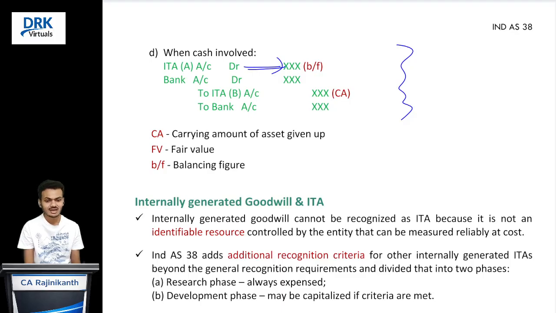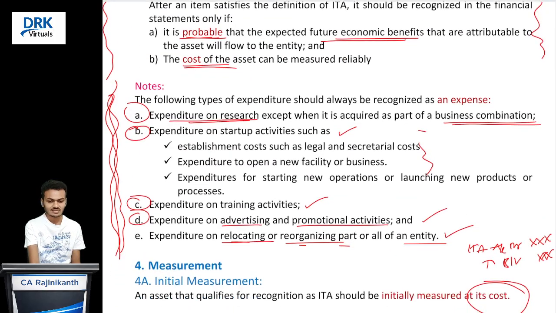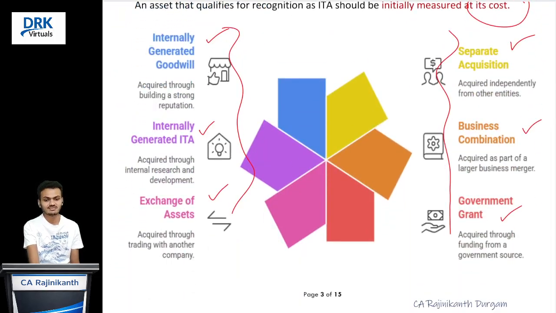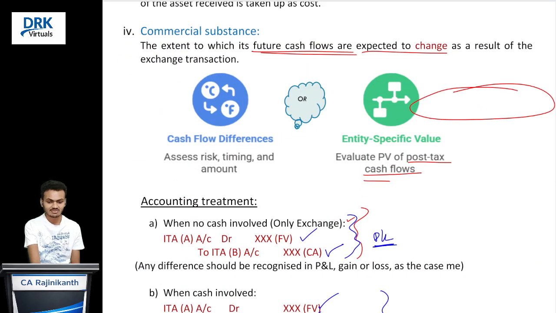Cash involvement is there. As usual, you de-recognize your own asset at carrying amount. After that, if you are receiving the payment, debit it. If you are paying the payment, credit it. This will become the balancing figure so that no gain, no loss is recognized. Right? So with this, we are completing our discussion of determination of cost for all these modes of acquisition. Correct? Is there anything left? Yes. One more thing is there, correct? What is that?